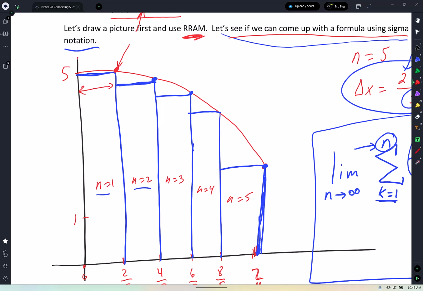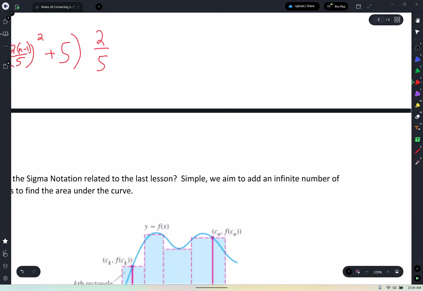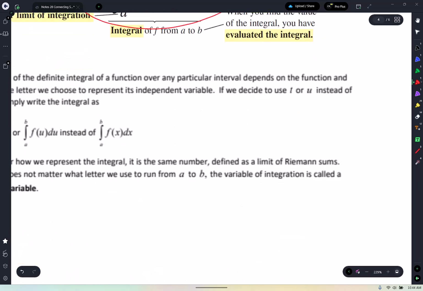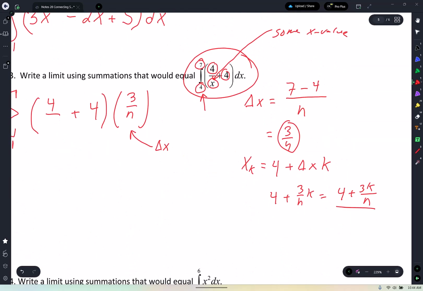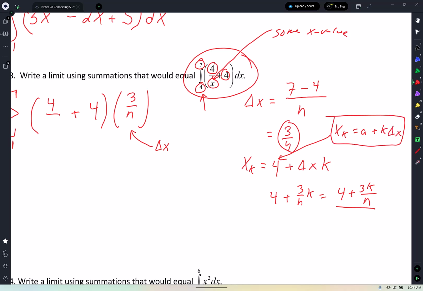So that's how we came up with it, and it's always going to be like that. Always, always, always. So you're going to see, it's going to get easier. So there it is. It's always going to be your lower end. I guess we can make a formula. A plus k times delta x. There's your formula, guys. A plus k times delta x. And that's how you find your x value for any rectangle, any kth rectangle.